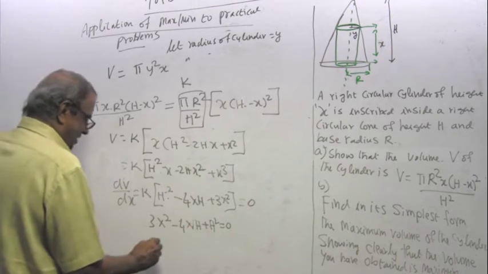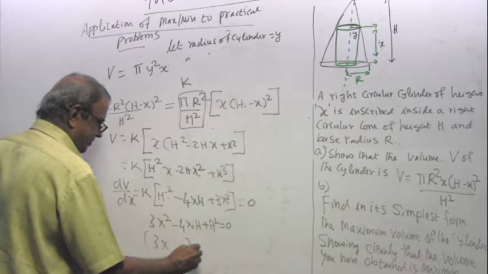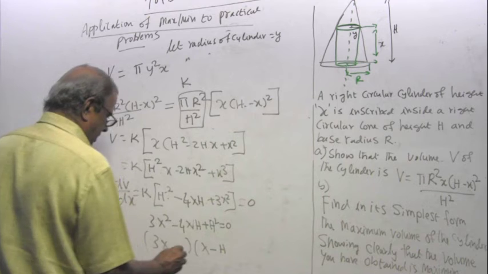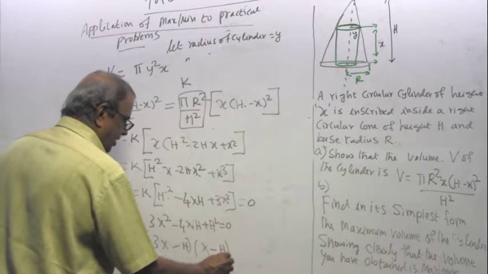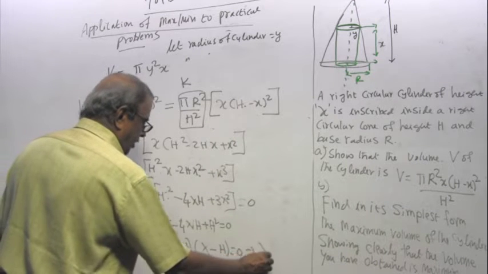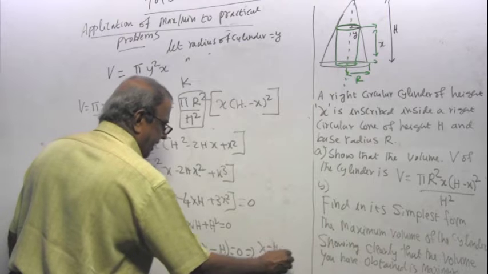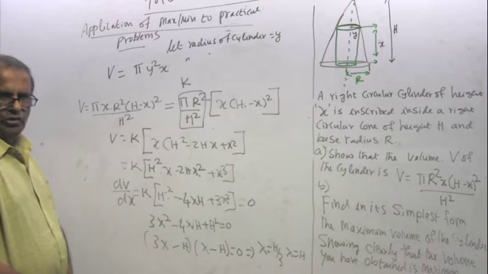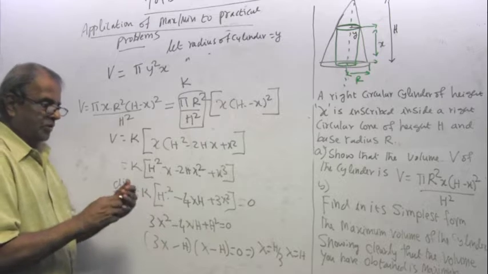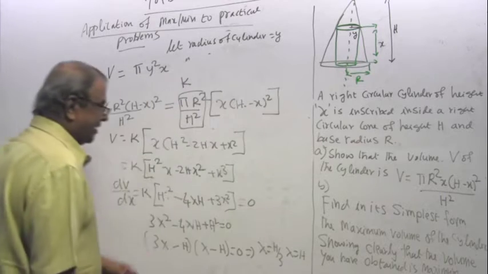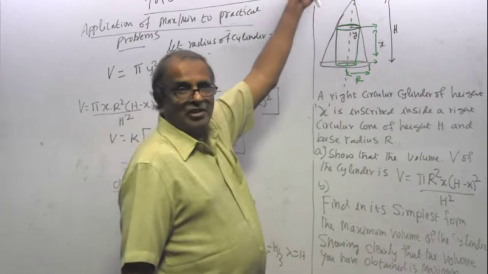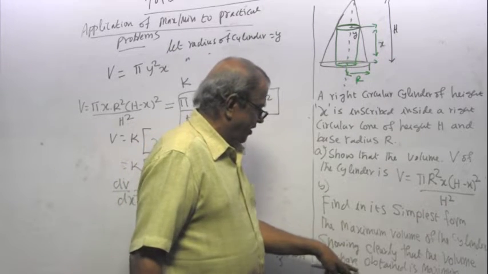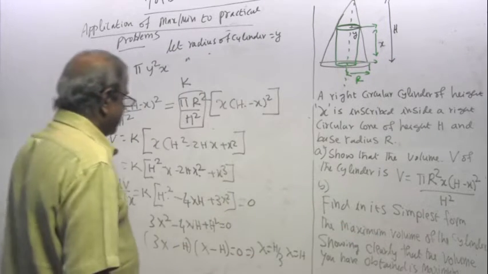Okay? So that is 3x and x. I want an h: minus h and minus h, equal to 0. Gives you x equal to h over 3, x equal to h. I got two values. Which value would I use? Obviously, if x is equal to h, there is no cylinder. So that's not possible. But he says you must show that it is a maximum.